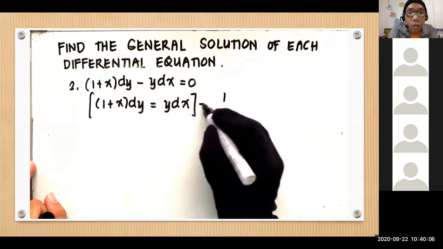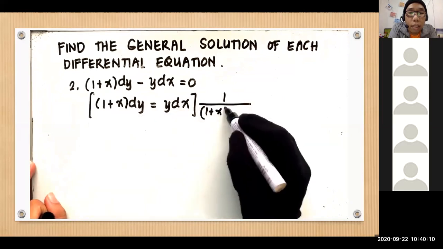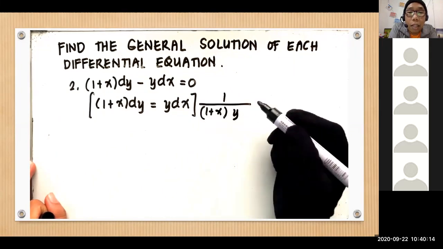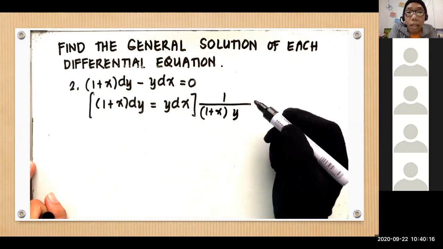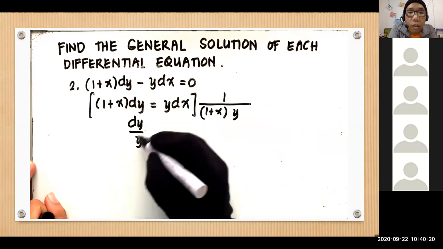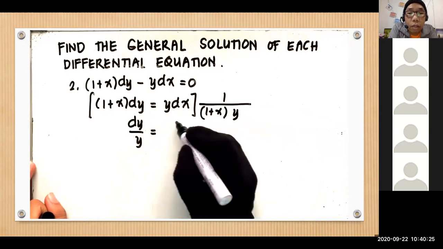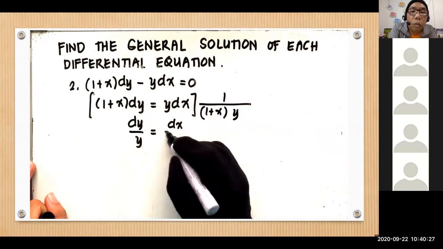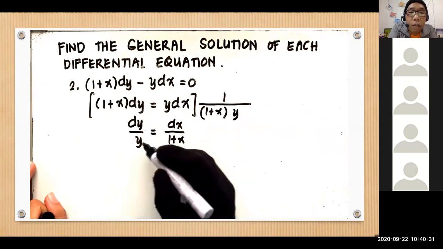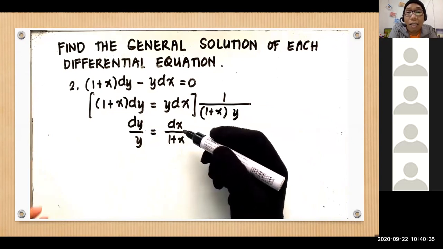So, kailangan pure function of y or variable y lang yung makikita mo. So, tatanggalin mo yung 1 plus x. So, divide both sides by 1 plus x. So, sa right-hand side, meron ka namang y dx. So, kailangan matanggal yung y. So, divide both sides by y. Nakuha yung point? Yung punto dito, dy over y equals dx over 1 plus x. So that's it. Pure function of y, pure function of x. So the next step is to integrate.